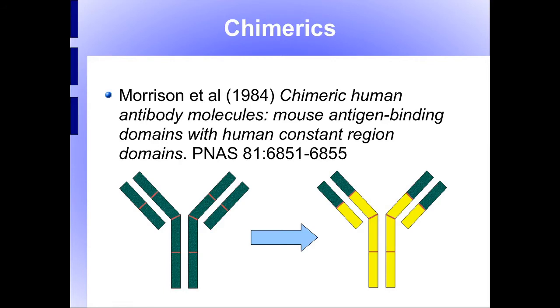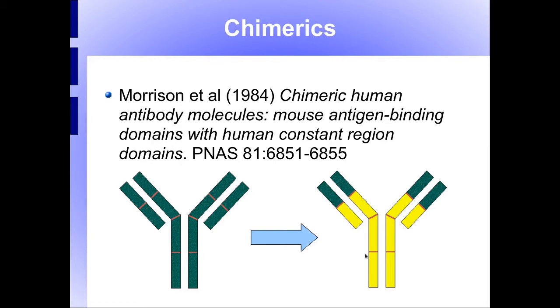Now, back in 1984, Morrison et al. started to approach this problem by producing what they called chimeric antibodies. In a chimeric antibody, you're taking your antibody from a mouse, or it might be a rat or some other species, and you're using just the variable domains from that antibody, and fusing them with constant domains from a human antibody. Of course, you're doing that at the DNA level, not at the protein level.